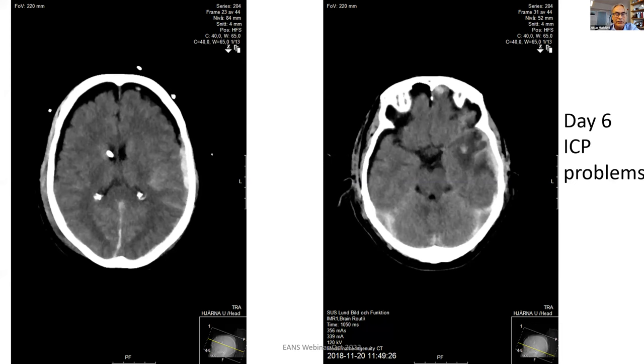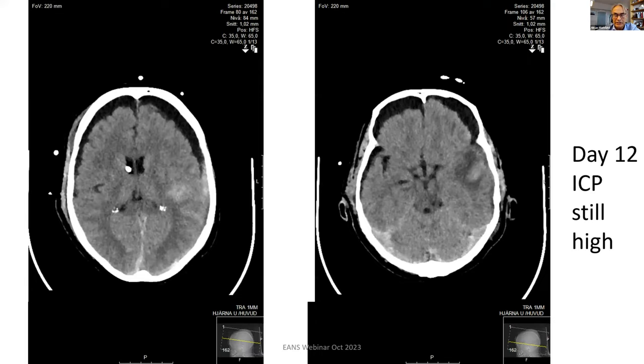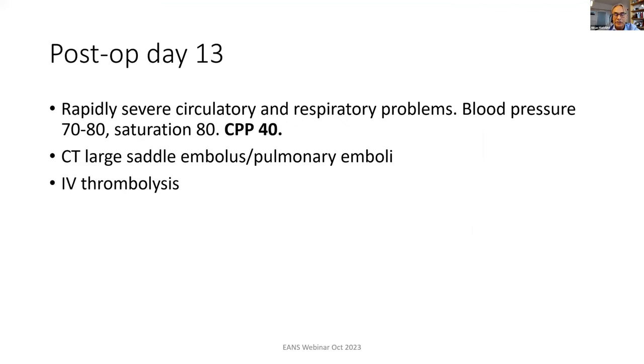But finally, on day 8, we did the C3 corpectomy with an anterior fusion C2 to C4. But still, surprisingly, with that CT image, and with double and triple checks, the ICP is very problematic. It's still high on day 12. But then suddenly she gets severe circulatory and respiratory problems. The blood pressure drops to 70 to 80 systolic. Saturation drops. CPP goes down to 40.